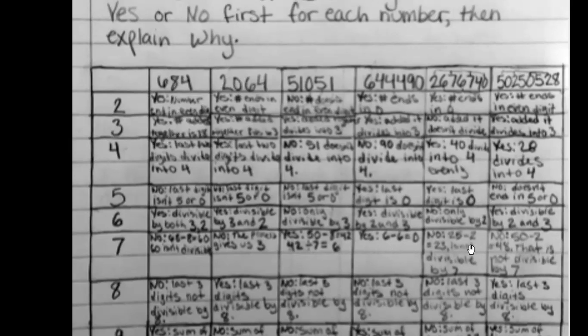Let's see, why is this one a no? Because the last of those were 25 and doubled, which I'm guessing was a 1. So it's 25 minus 2, which is going to give you 23. It isn't divisible by 7. No, because the last of them was 50 minus 2, which is 48. That is not divisible by 7.